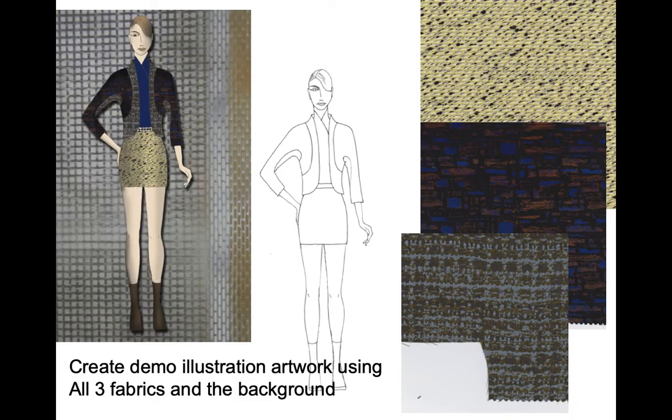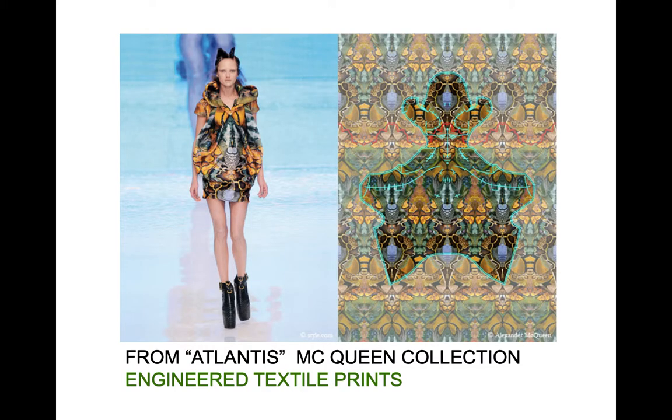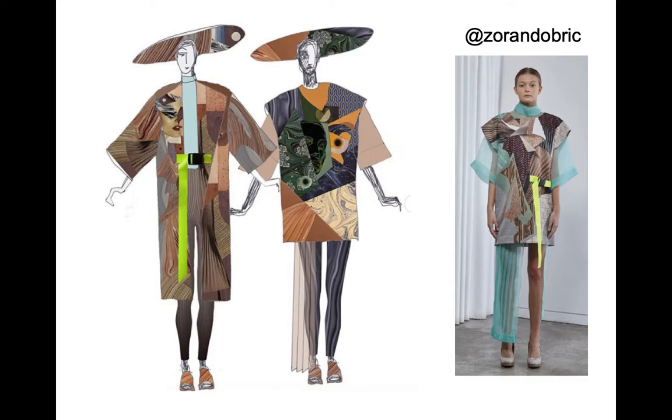Here's another example where we have scanned actual fabrics and then we added the fabrics to the illustration. Here's an example from Picleris Paris where they have used the Photoshop for coloring the fabric and prints in Photoshop, as well as adding backgrounds. Photoshop is also very often used for textile prints. So here's an example from Atlantis collection by McQueen that uses textile prints created in Photoshop. And in my own work, I use Photoshop a lot for textile prints. So you can visit my Instagram at Zoran Dobrik to have a look at my prints created in Photoshop.